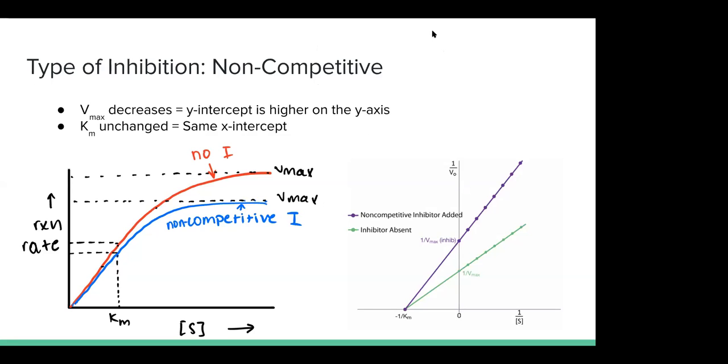Does everyone understand how we transfer this information to the Lineweaver-Burk plot?